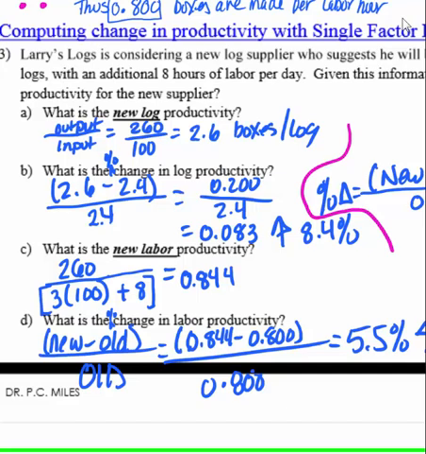He wants us to buy his logs, and he's telling us, my logs are better than your logs because you can produce more boxes out of my logs. So indeed you can make 2.6 boxes per log, so that's a good thing. But now what we want to do is compute the change in log productivity. So let's go first down here to this part B.